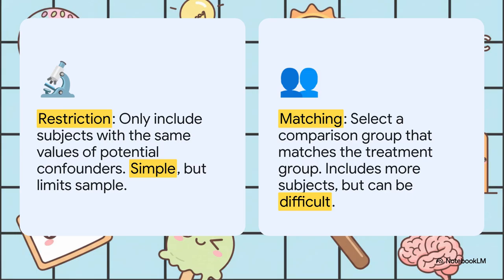Restriction is pretty straightforward. You just limit your study to a very specific group, like, only looking at 45-year-old women. It's easy, but then your results might not apply to anyone else. Matching is a bit more involved. For every single person in your treatment group, you try to find a statistical twin in a comparison group, someone who is super similar in all the important ways.